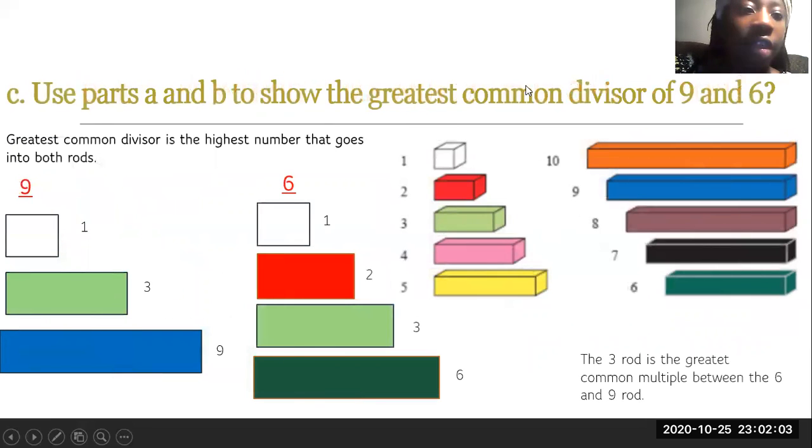Now part C, they want us to find the greatest common multiple. The greatest common multiple is the greatest number that goes into both numbers. So if we have them side by side like here, we'll see they both have 3 in common. They also have 1 in common, but it's not the least common multiple. If it's the least common multiple, we'll go for the least number, which will be 1. But we're looking for the greatest, which means we'll find the greatest that they both have in common, and they both have in common 3. So 3 will be our greatest common multiple.